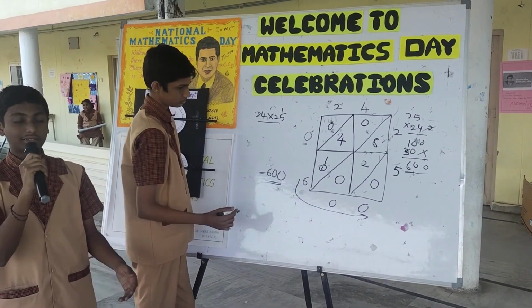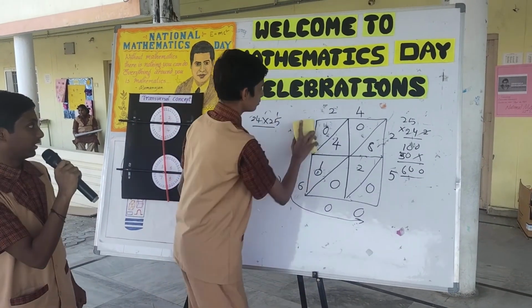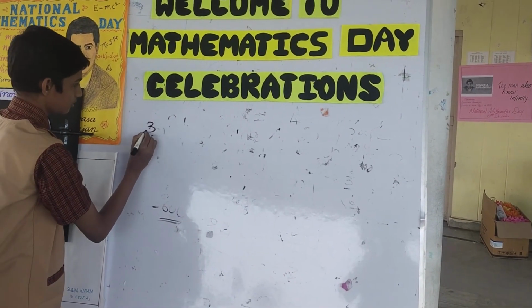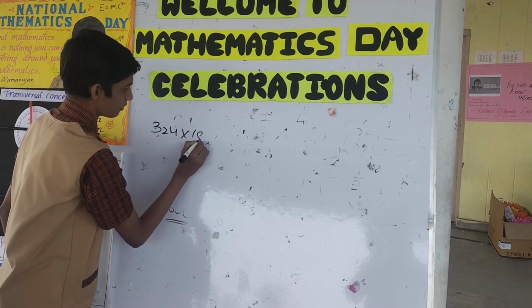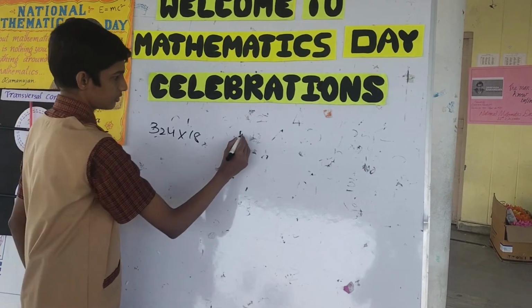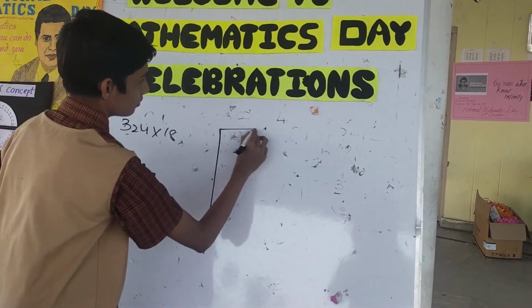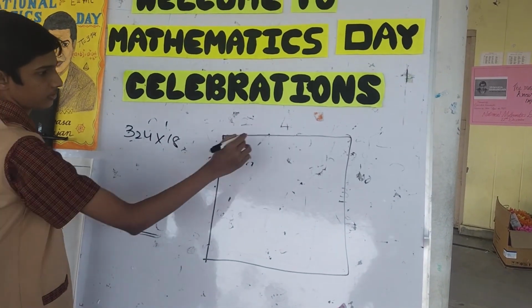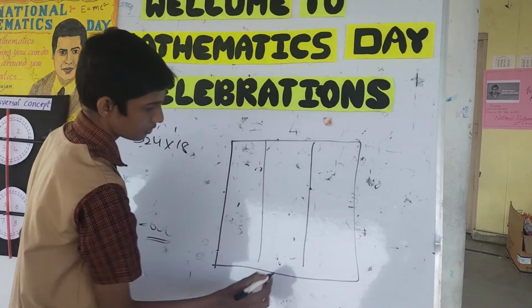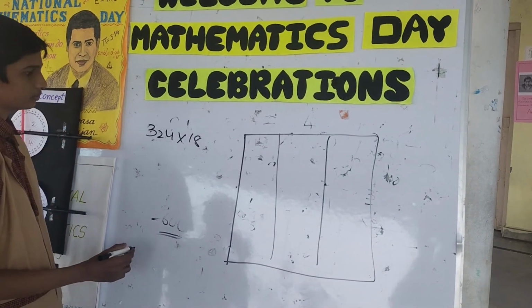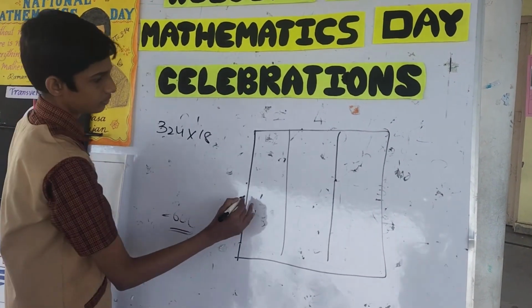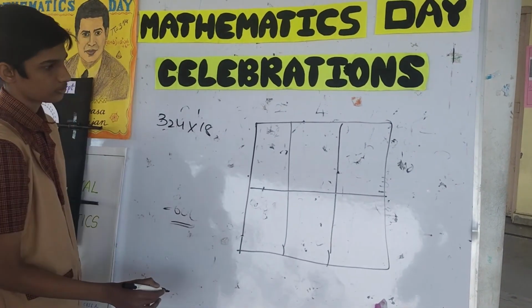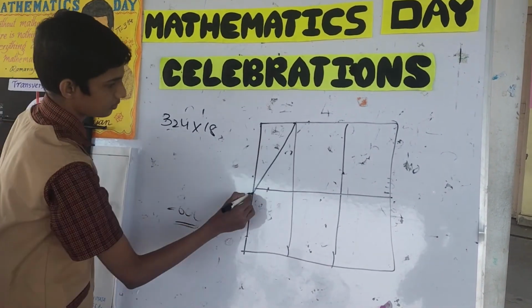Now let's take a 3-digit number and a 2-digit number. Take the example 324 into 18. As we are having 3 digits in the first multiplicand, let's make this box into 3 columns. And we are having 2 digits in the second multiplicand, so let's divide it into 2 rows. And now we should draw the diagonals.